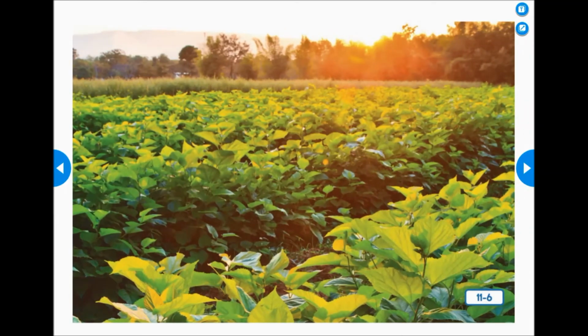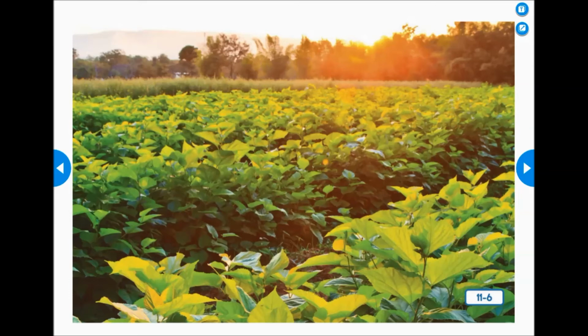This is a picture of plants with air all around them. You can't see air, but it is everywhere, even around these plants. Air is one of plants' basic needs. Do you remember what part of the plant takes in the air? Leaves. Good job. We see all of these leaves. They are taking in the air.